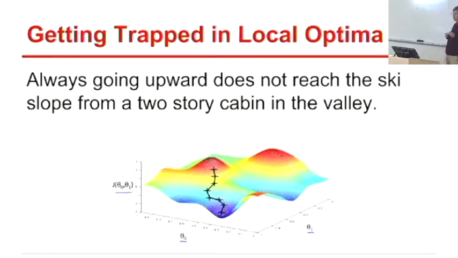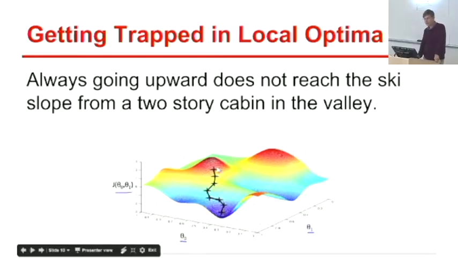Now, can we apply gradient descent search to the case of surfaces that are not convex? Let's think about this. Let's say that we have a search space that is not convex. Maybe we start out here, and we keep going down. Can we apply gradient descent search to that?